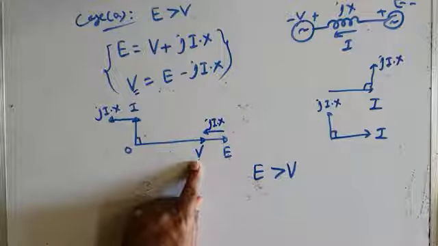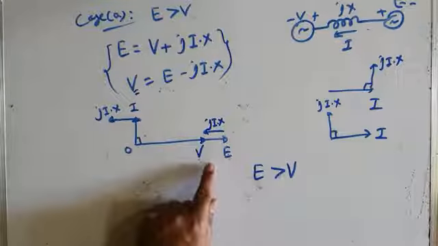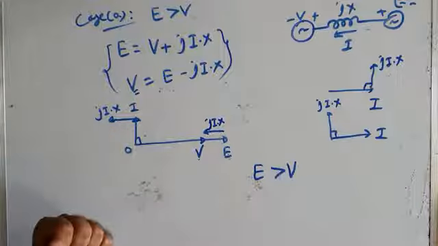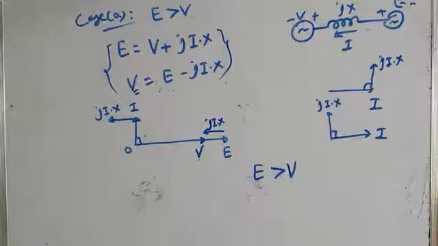Okay. So to satisfy this condition that E is greater than V, the machine has to draw the leading power factor current. So I hope that is clear. Okay. So this is case A, when the machine is overexcited. Let us quickly go to case B, when the machine is underexcited.